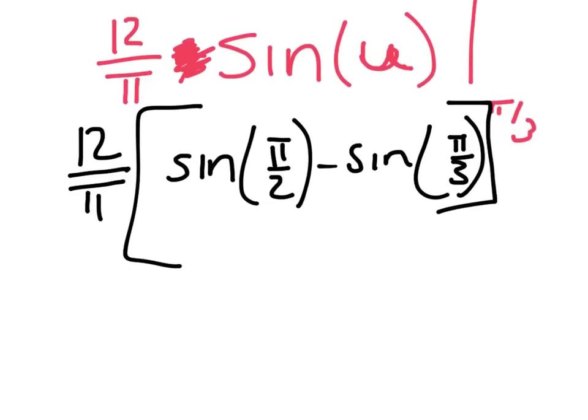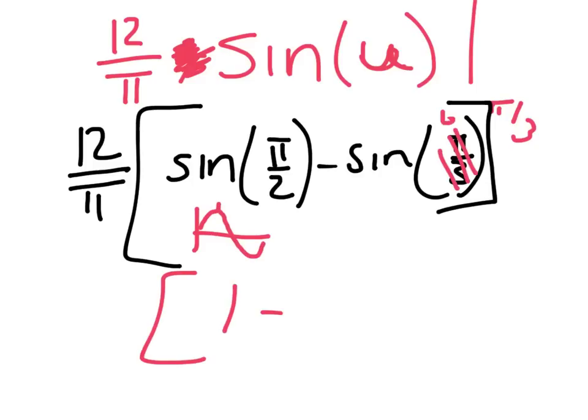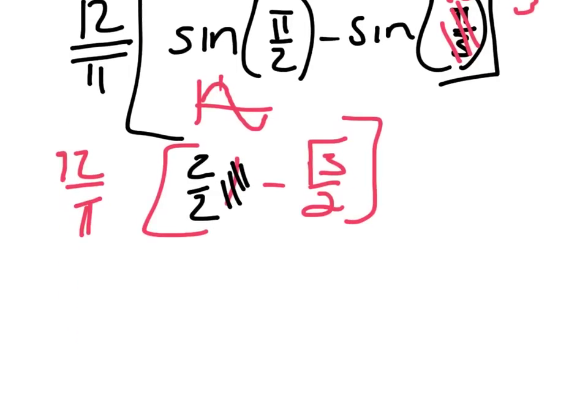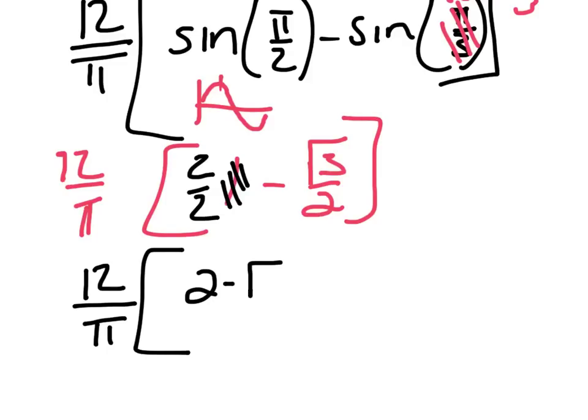All right, picture 90. I'm picturing the sine curve. The sine of 90 is 1 minus the sine of pi over 3. I'm actually thinking the sine of 60, radical 3 over 2. And I've got this 12 over pi out front. I'm going to scratch this 1 and really call it 2 over 2. So I've got 12 over pi times 2 minus radical 3 all over 2.